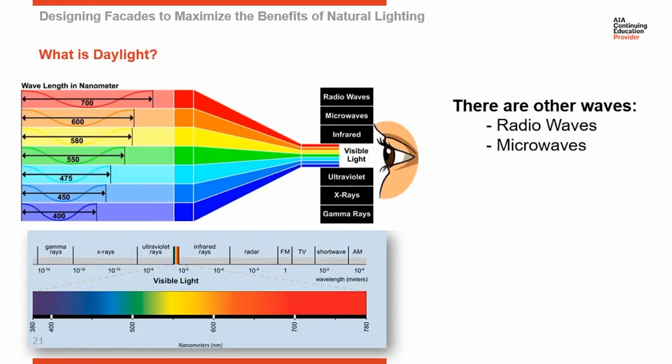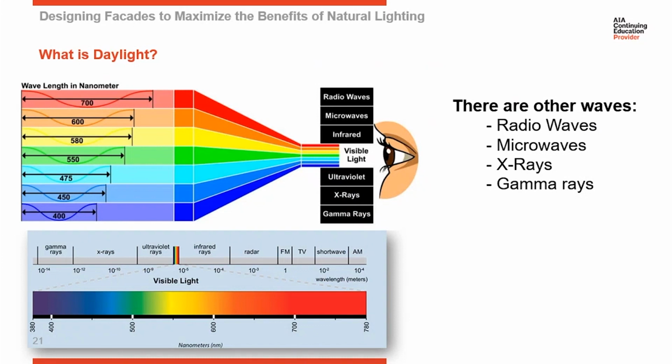Daylight is made of waves, and the waves are measured in nanometers. We're looking at the length between the peak of each of the waves. What the human eye is able to see is what we call visible light. And visible light is waves that fall between 400 nanometers and 700 nanometers. Above that is what's considered infrared, and below that is what we call ultraviolet. So the human eye can see this spectrum from 400 nanometers to 700 nanometers.